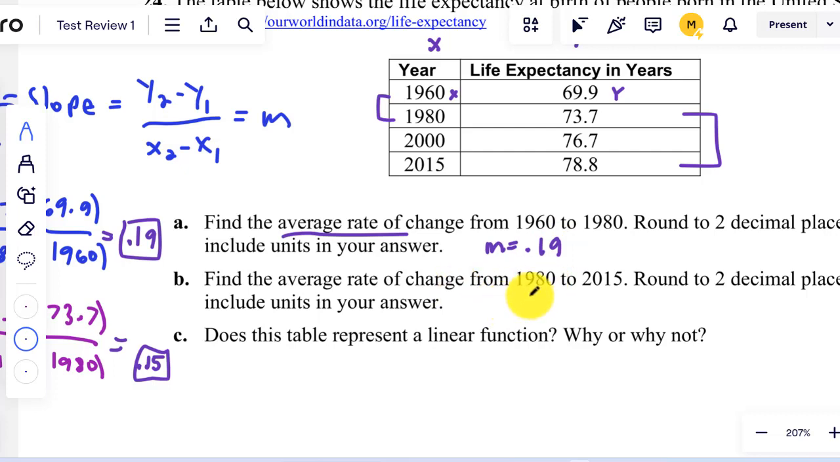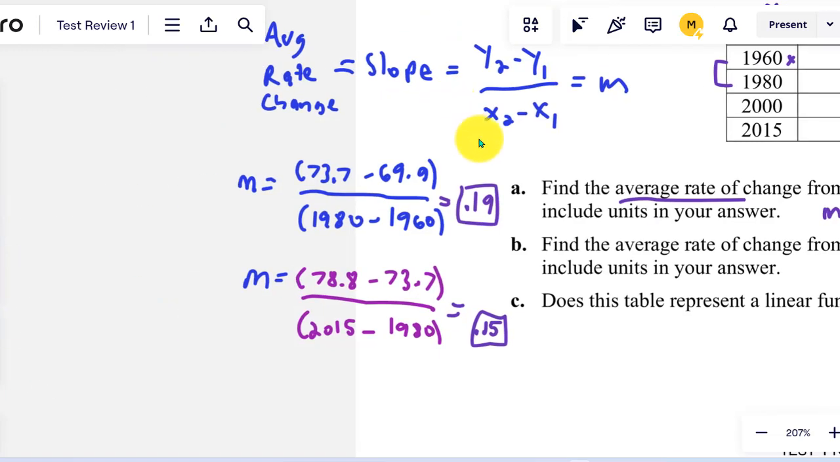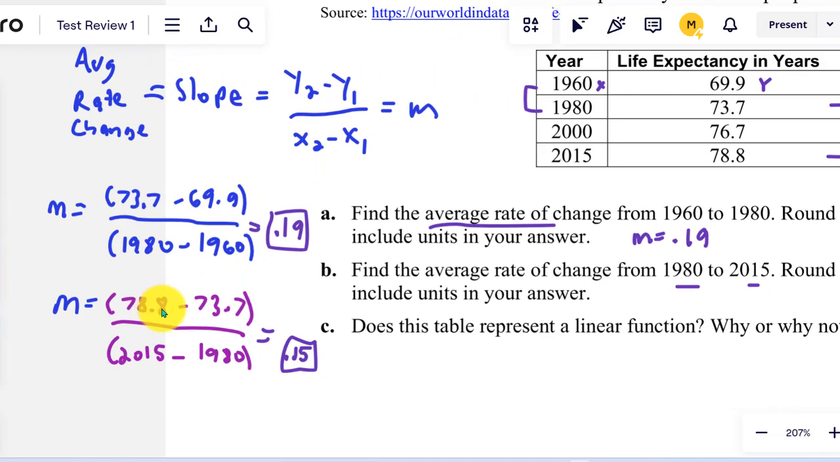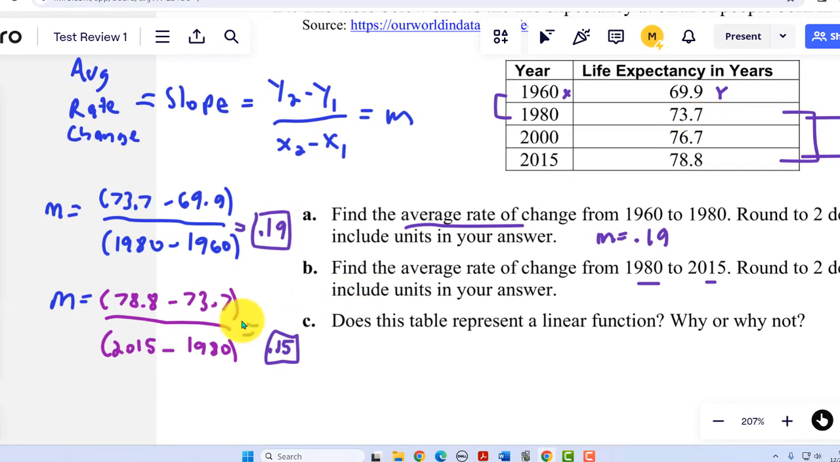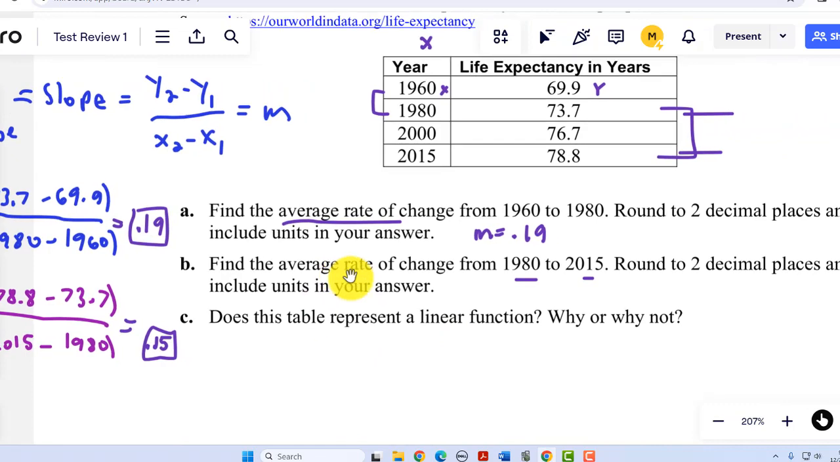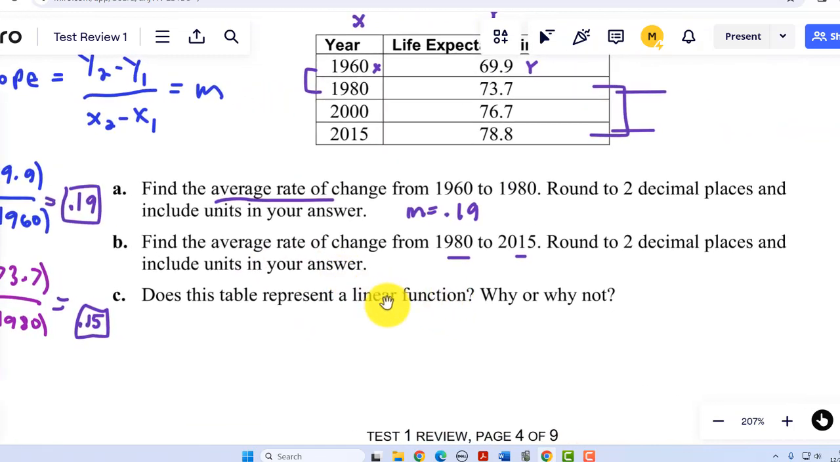And then from 1980 to 2015, that's here and here, you're going to do the math, but now these are my new Y's. It's going to look something like this: 78.8 minus 73.7, that's coming from here, over 2015 minus 1980, and you get 0.15. So for part B, your slope or average rate of change is 0.15.